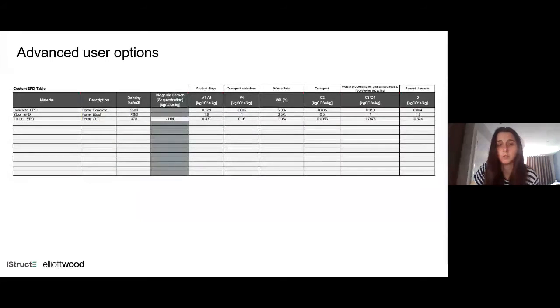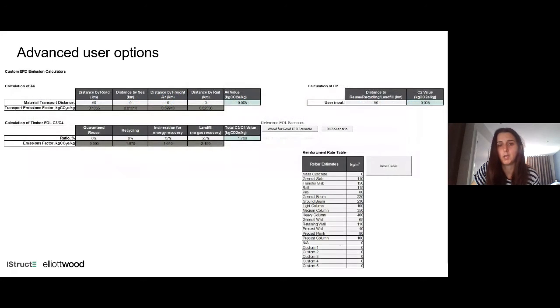The next table that you can modify is you can add your own materials via the custom EPD table. So if you wanted to use the tool for architectural materials, this is where you would add them, or it's the easiest place to add them. And then finally, to help with making amendments to this base data incorporating site-specific EPDs, we've included some calculators for the calculation of A4, transportation, lifecycle stage C2 and timber end of life. You can also specify reinforcement densities in the custom reinforcement table, and buttons are provided to allow you to reset to default values or switch between end of life scenarios.